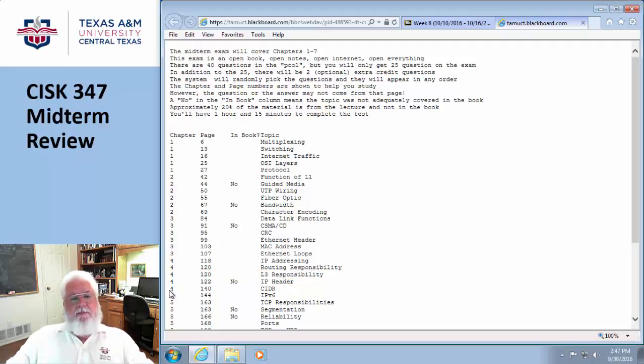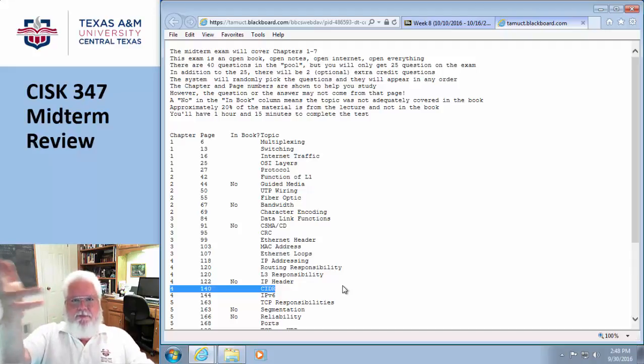CIDR, or cider, depending on how you pronounce it, is the next one. And I may ask you some questions about how I can move that dividing line between the network part and the host part. How many degrees of freedom do I have, for example? Can I move it in chunks of 4 or 8, whatever that is?